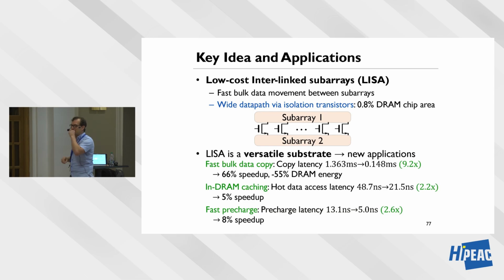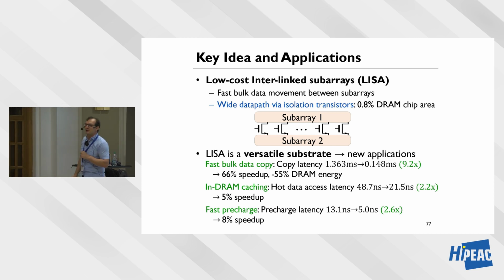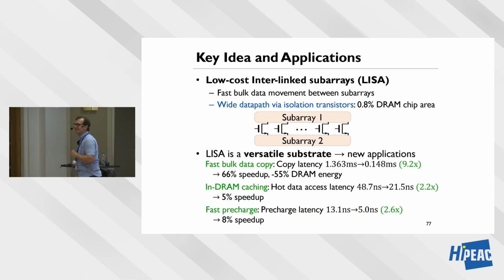Yes? How much does that reduce the density? Basically, this is the answer: 0.8% of the DRAM chip area. And I believe you can optimize it even more. This is based on some industry numbers from chips that also add isolation transistors for other reasons. But that's always a very good question.